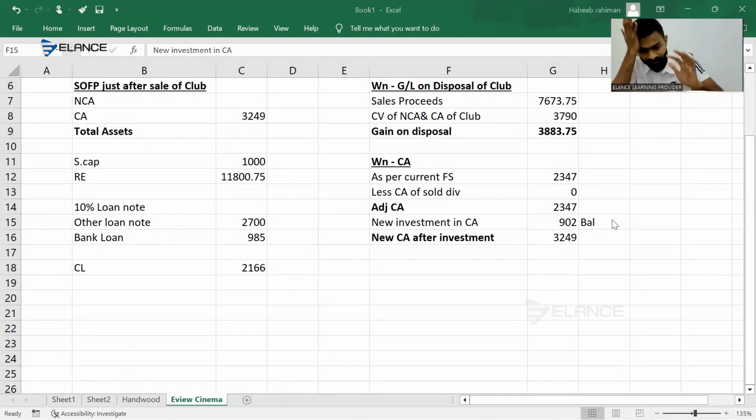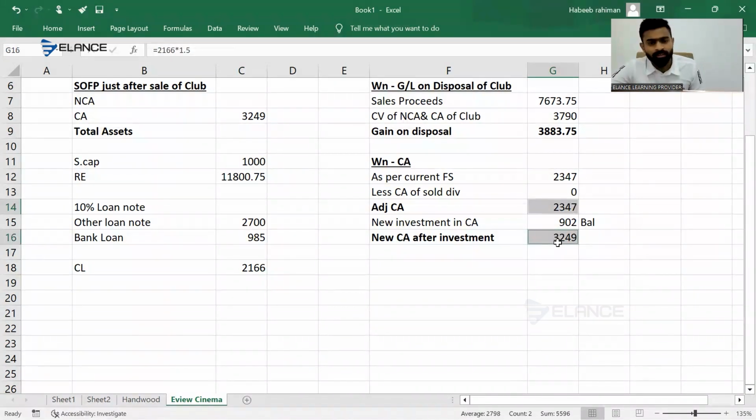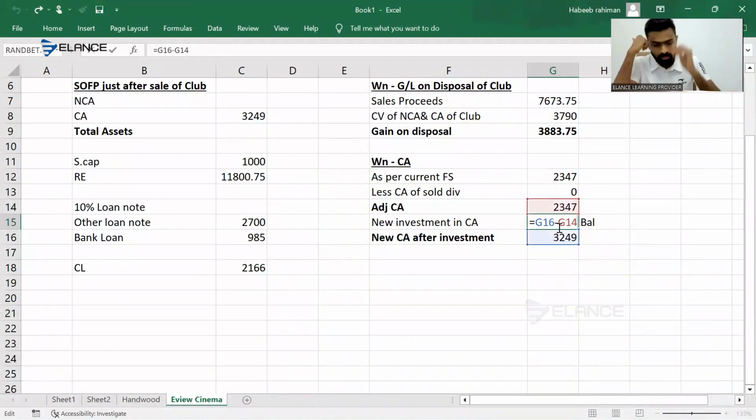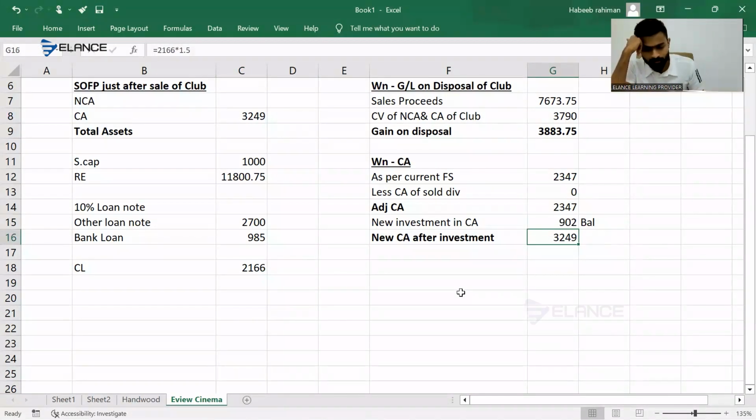Is it okay? Sir, once more, please. Were you lost? Could you please unmute, sir, and ask? New investments, sir. See, new current asset after investment. We have a current asset of 2347. After investment, in order to increase the liquidity and maintain the current ratio at 1.5, the current asset has to be 3249. So the difference between these two is the balancing figure. This is the amount we have to invest as new investment in current asset. Is it okay? Yes, sir.